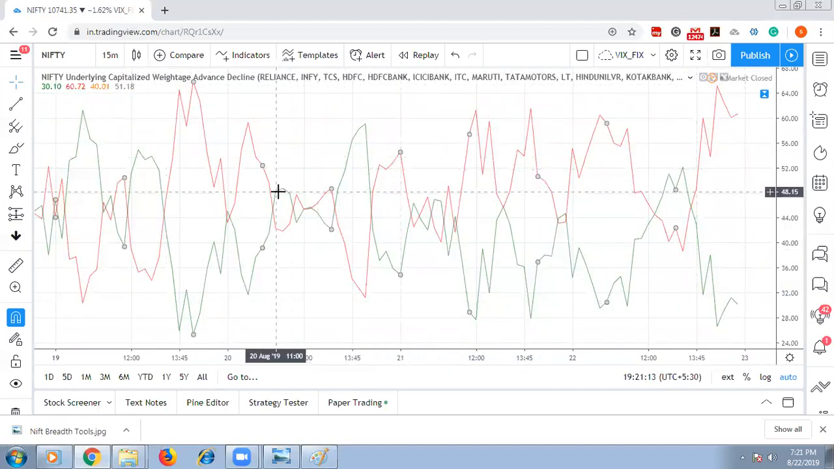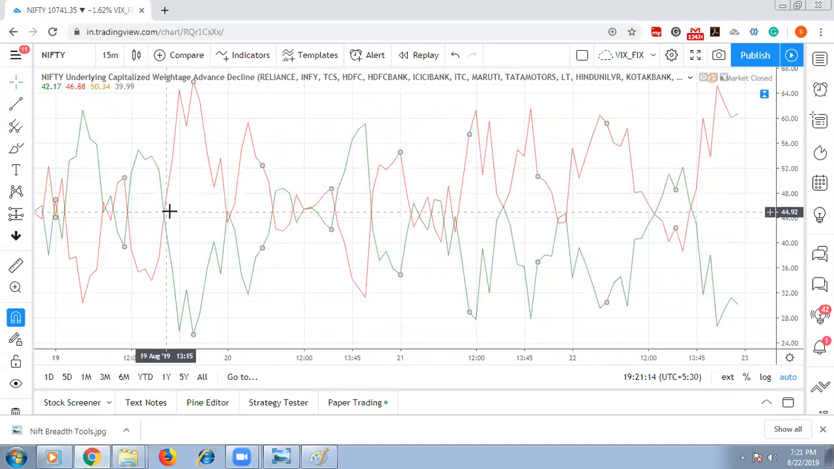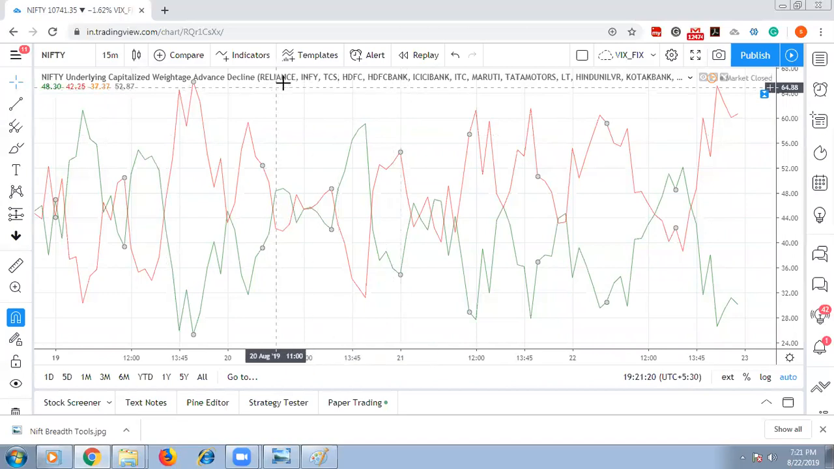For example, if HDFC Bank got 10% approximately, Reliance also got close to 9 point something percent change, and Infy got around 5 percent. These three stocks can make 25% of Nifty move in a single direction. This is called capitalization weighted movement.